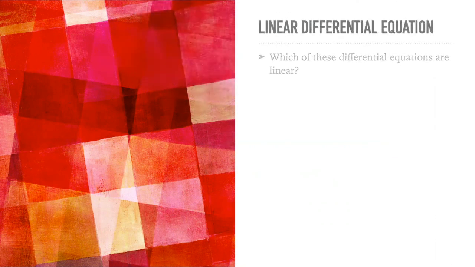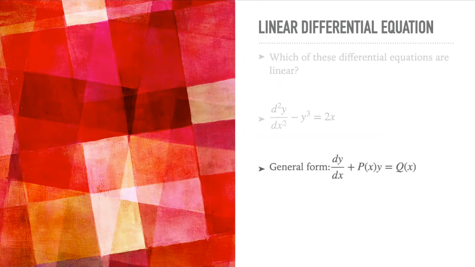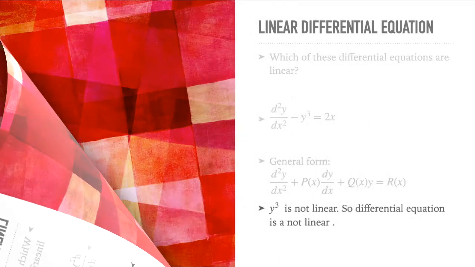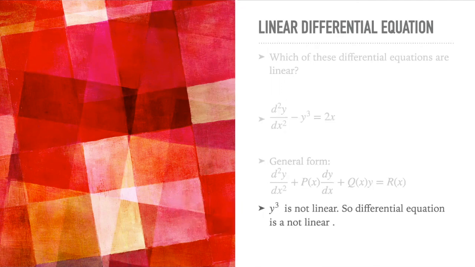Let's look at another example. Here we have d squared y over dx squared minus y cubed equals 2x. Looking at this, you say, oh, it's a second order differential equation of degree 1. But wait, we're seeing y cubed. That's different. If we look at the general formula, the y doesn't have a power on it. So the y cubed is not linear, so the differential equation is not linear.